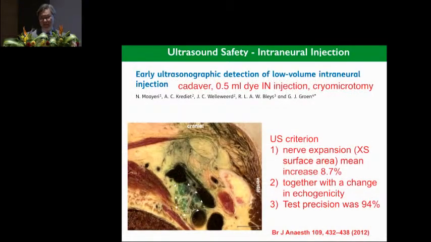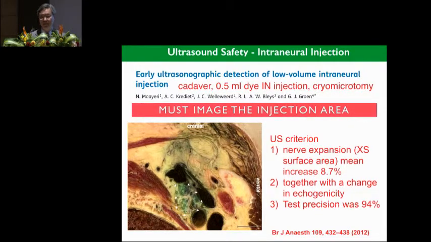This is a cadaver study showing that even with a very low volume injection of the dye, they can appreciate the nerve expansion. So this is a very sensitive way of picking up intraneural injection. But we must image the right place.